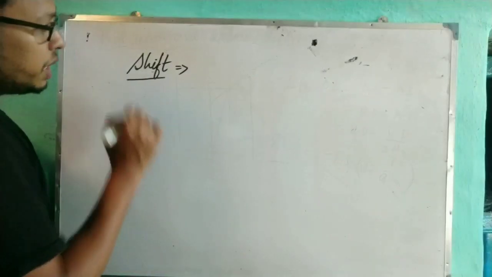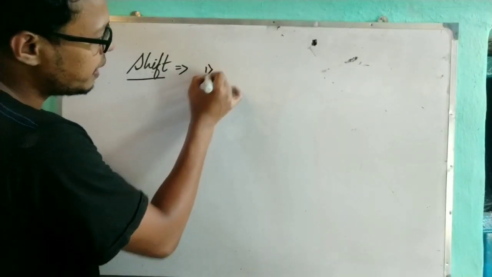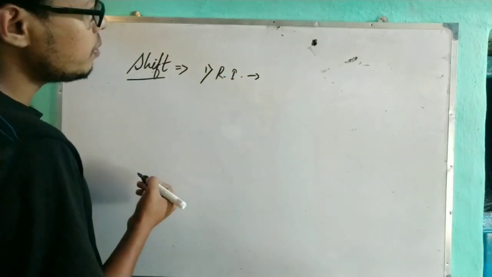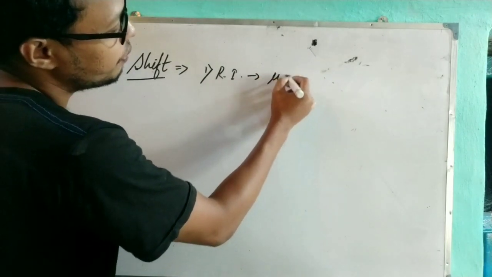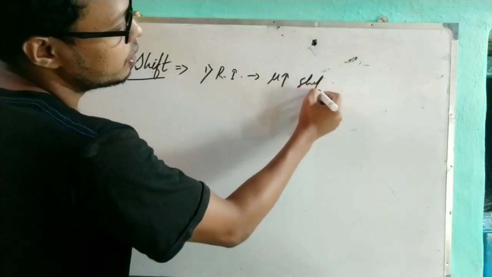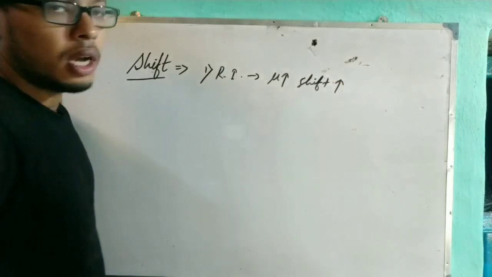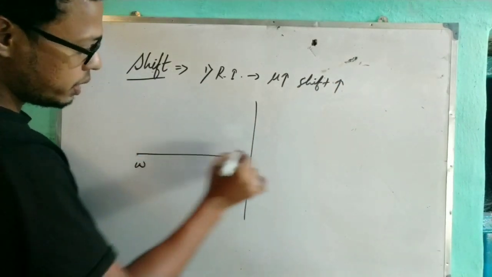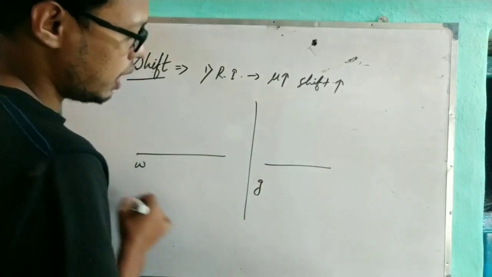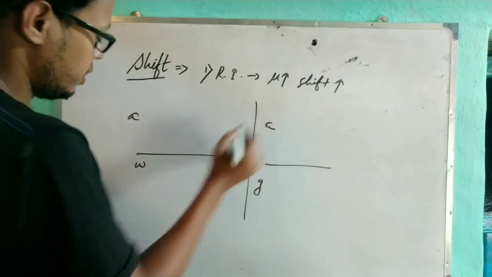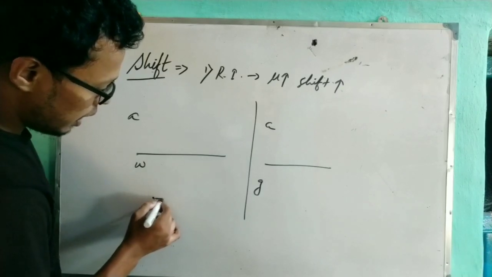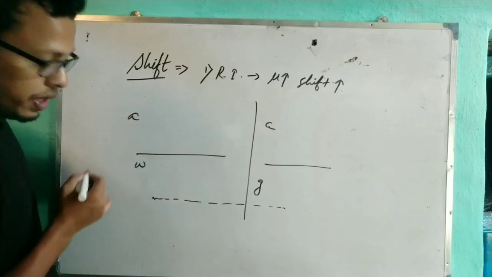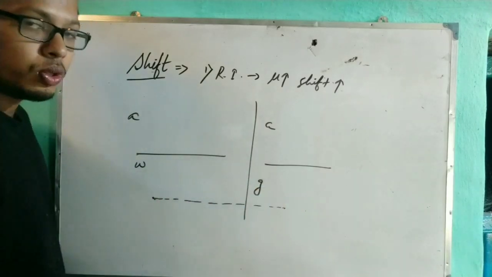Okay. This shift depends on some factors. The first factor is the refractive index. What is the relation? When the refractive index increases, the shift also increases. How? Here I am considering two media. Suppose this is water and this is glass, and air. At the same distance, I am considering one object placed over here.